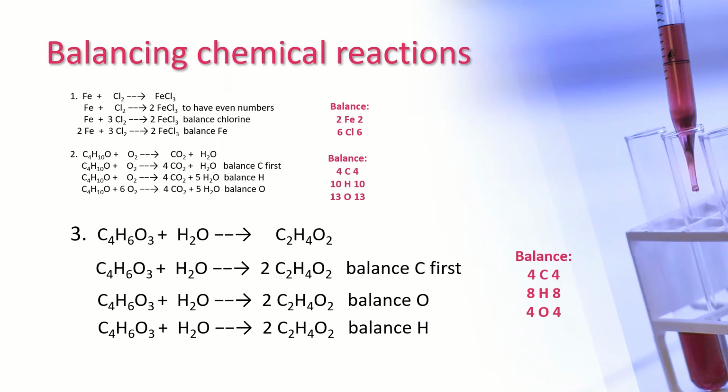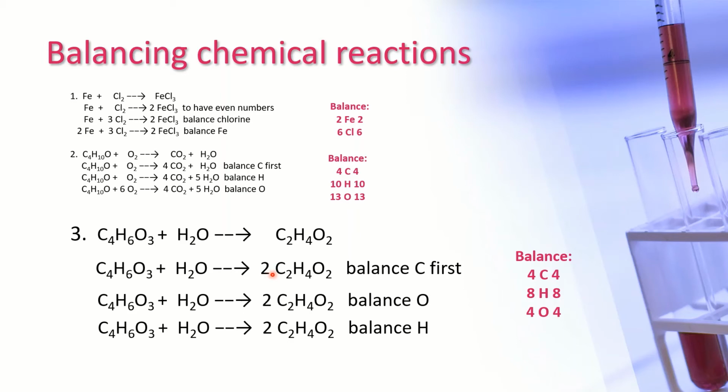The third chemical reaction is the reaction of acetic anhydride plus water to produce acetic acid. It is similar to chemical reaction number 2. You have only to balance carbon, hydrogen, and oxygen. Again, you balance carbon first. There are 4 carbon atoms at the left. To make it 4 at the right, you add coefficient 2 before acetic acid. So you balance it now.